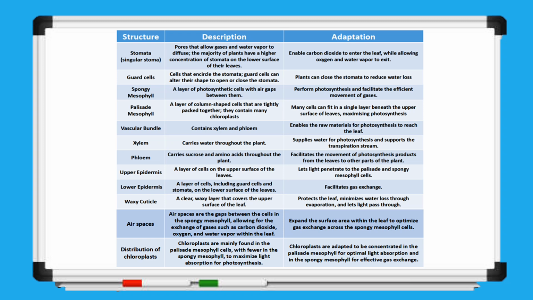In the middle of the leaf, you'll find the vascular bundle, which includes the xylem and phloem. The xylem carries water and minerals from the roots up to the leaf, while the phloem transports the sugars and amino acids produced during photosynthesis to the rest of the plant.